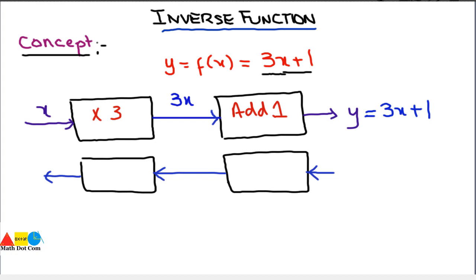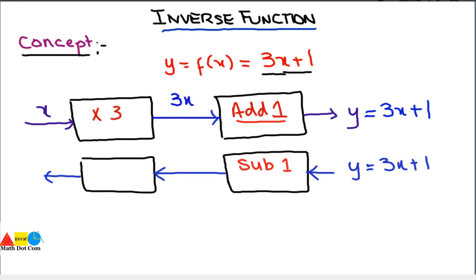Now we have y equals 3x plus 1 here. If I move in the opposite direction, in order to get the x from this equation, you have to invert all the operations of y equals f of x. But how? In y equals f of x, we have added 1. In here, we have added 1. But in this, we have to subtract 1.